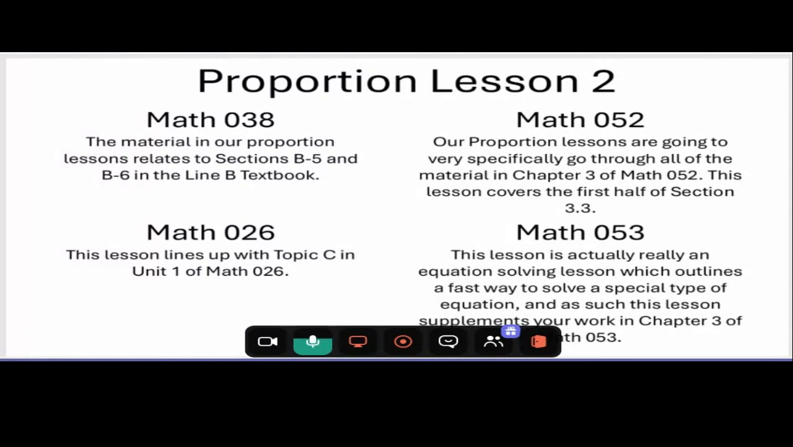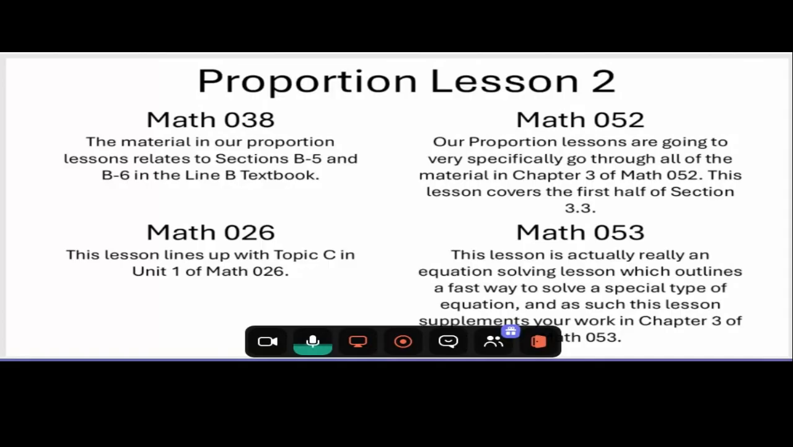Okay, here we go for our second little lesson on proportion. And again, this is very, very directly related to Math 026, 038, and 052 in terms of specifically being taught in certain sections, as I've indicated there in the slide. And also this lesson in particular is relevant for Math 053 because this is literally just equation solving.